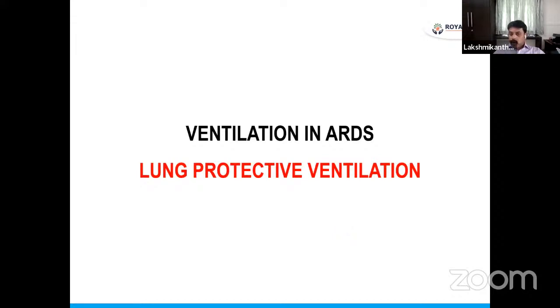So that brings us to the concept of lung protective ventilation. As we saw earlier, volutrauma has to be prevented by reducing the tidal volume. Barotrauma has to be prevented by reducing the plateau pressures. And both these things together comprise lung protective ventilation.